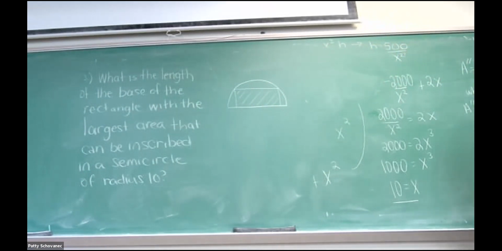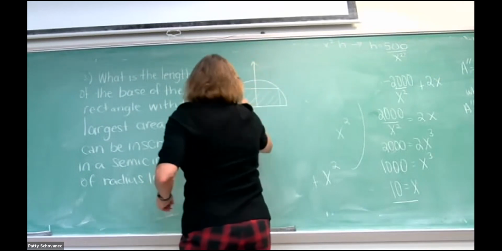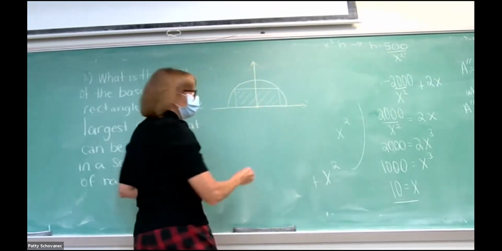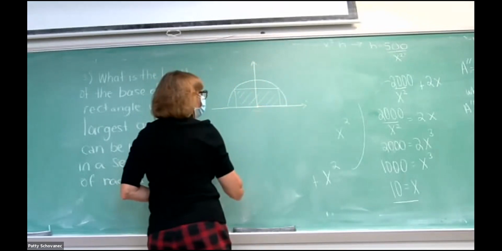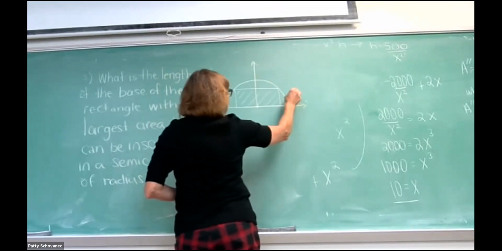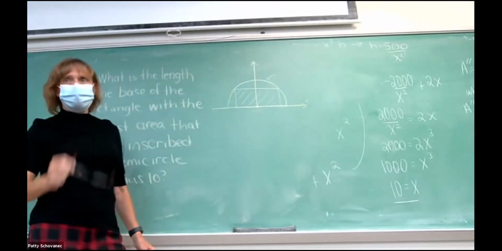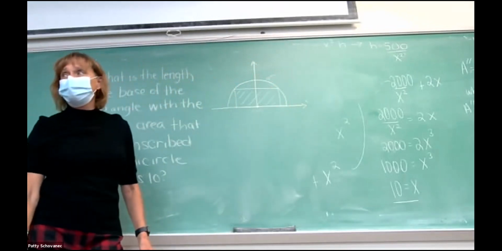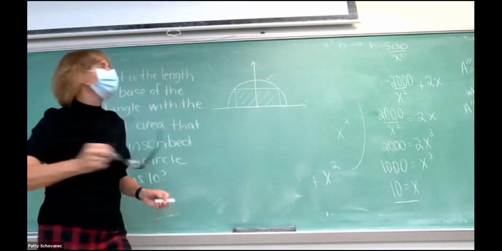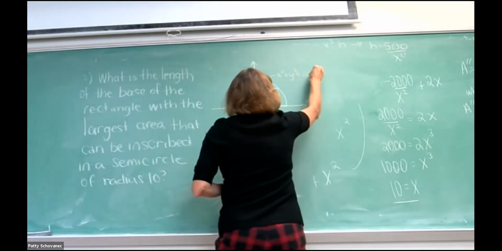To make it easier for you, let's put this on the XY plane. Like that. Well, this point here is at 0, 0. And this is a semicircle of radius 10. All right, so what's the equation of a circle of radius 10, centered at the origin? X squared plus y squared is equal to 100. Yep. Thank you.